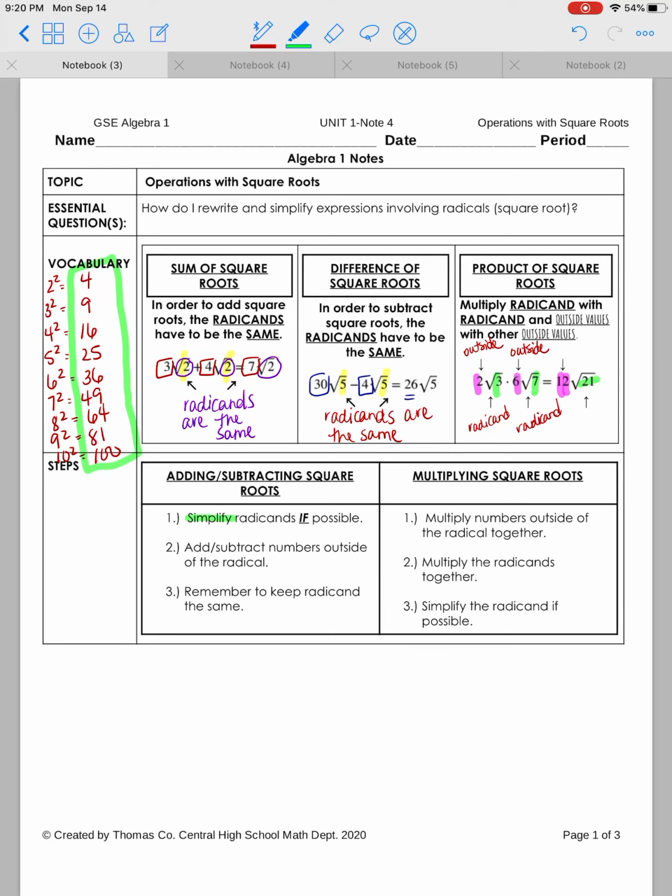And then remember, if I'm adding and subtracting, my radicand stays the same. It does not add or subtract. It doesn't change. Now multiplying, I'm going to multiply the outside numbers together, and then the inside numbers together. Then, at the end, if possible, I'm going to simplify it down by using these perfect squares we just wrote over to the side.